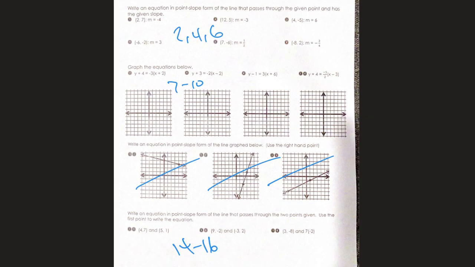All right, jot that down. 2, 4, 6, 7 through 10. That's kind of what we just did. And then 14 to 16. 2, 4, and 6 are a little bit of review of what we did early on. 7 through 10 we just got done doing. 14, 15, and 16 are what we looked at today.